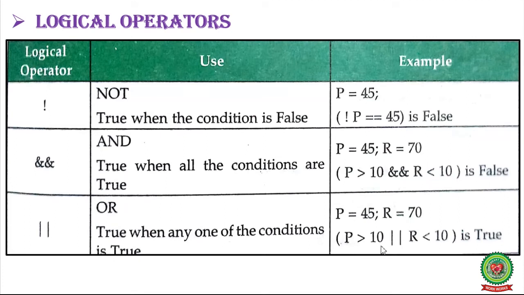So P is greater than 10, true. R is less than 10, false. But here it is with the symbol OR. So if any one condition is true, the answer is true.